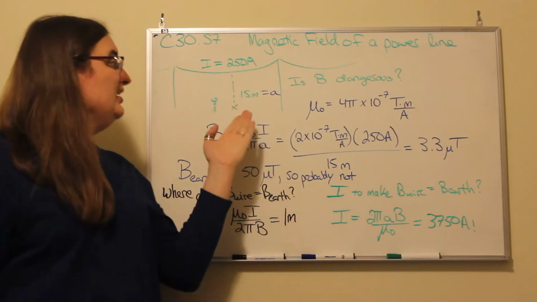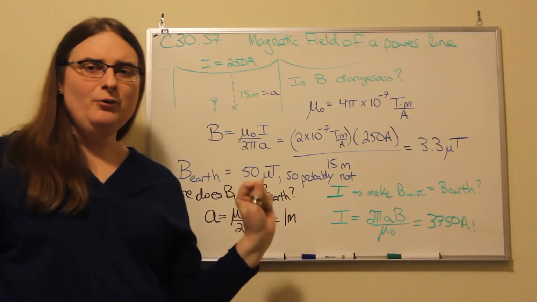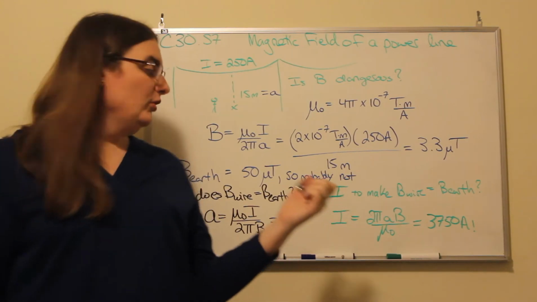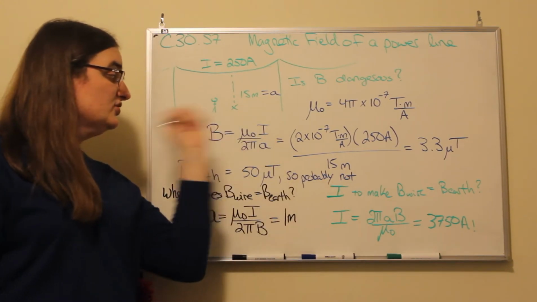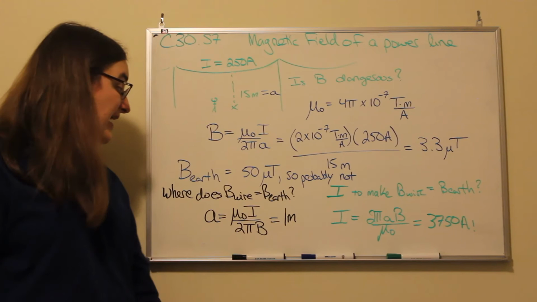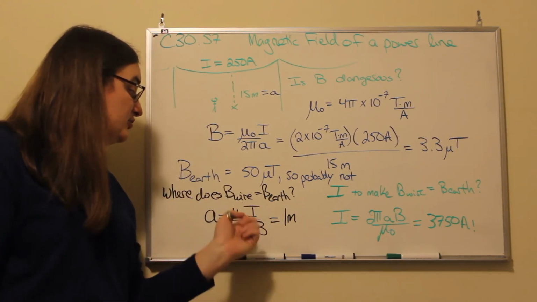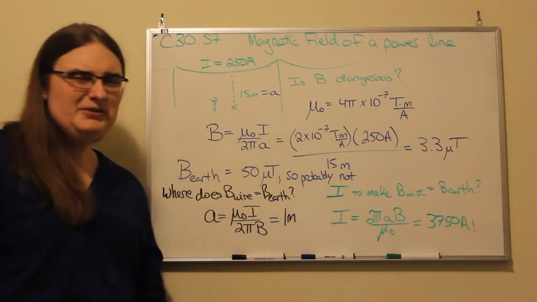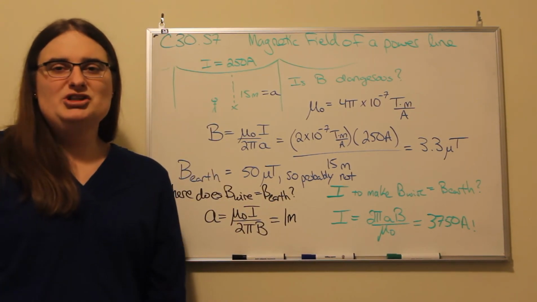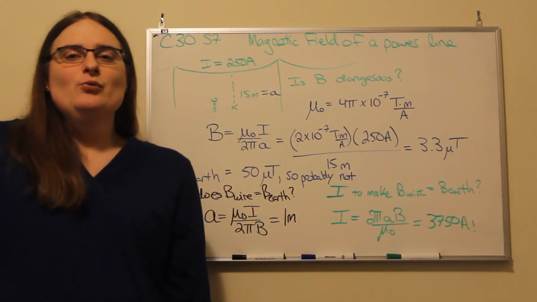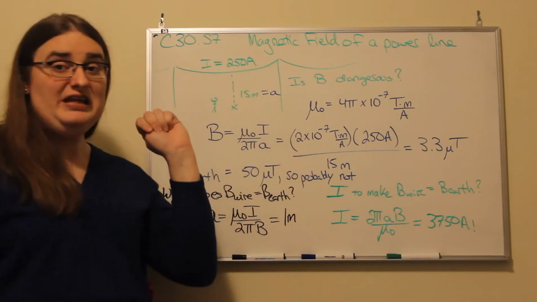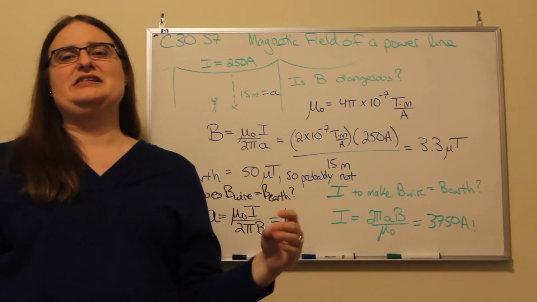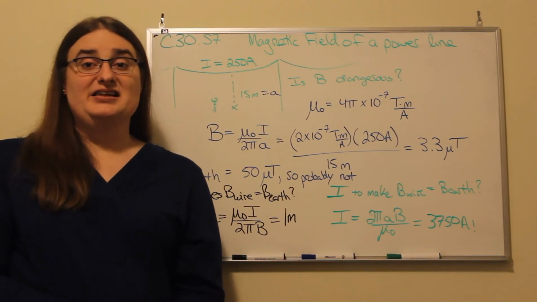But let's imagine we get closer to it. At what point would we get to the same magnetic field as Earth? Well, if I want to instead solve this for my distance a, mu naught I over 2 pi and my magnetic field of 50 microtesla, I end up getting a distance of 1 meter, which you really won't want to be 1 meter away from a 250 amp, several 100,000 volt power line, because very bad things can happen in a hurry.